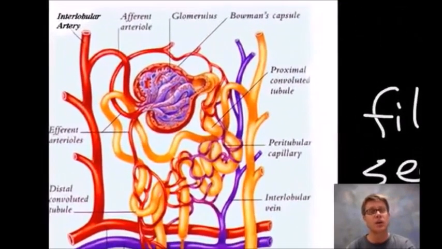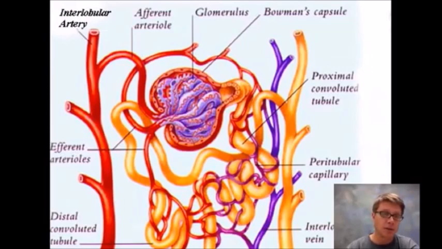Okay, so how does that work? Well, basically the blood, if we follow this cursor here, the blood is flowing up.